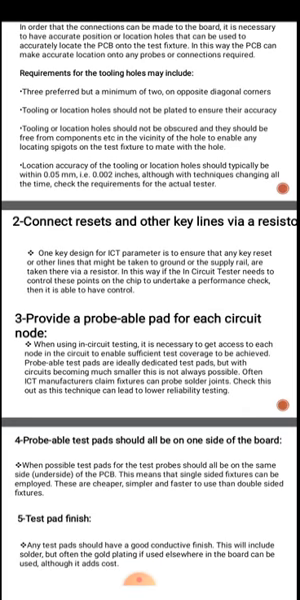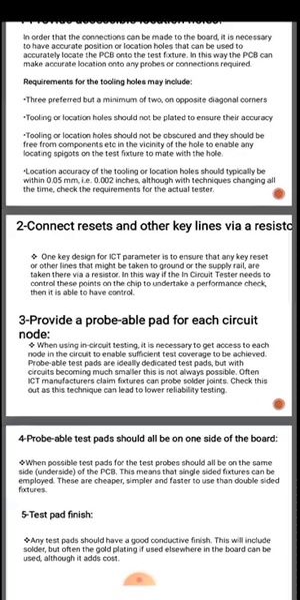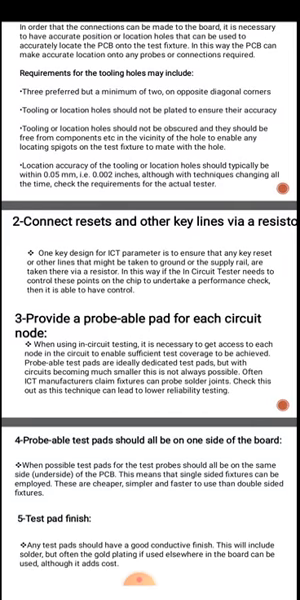Point number 2, connect reset and other key lines via resistors. What does it mean? One key design for ICT parameter is to ensure that any key reset or other lines that might be taken to a ground or the supply rail are taken there via a resistor. In this way, if the in-circuit tester needs to control these points on the chip to undertake a performance check, then it is able to have control.